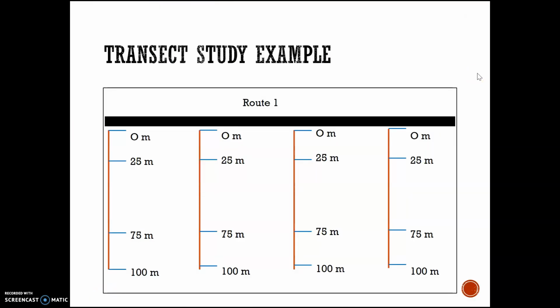So for each of these transects, we're going to draw a line starting at Route 1 out into the marsh. So we're going to sample at 0 meters, 25 meters, 75 meters, and 100. So what we're doing here is we're doing something called an intersect. Basically, we're going to come out a meter, and any plants that are touching that meter stick, we're going to count those. We're going to do that at each of our distances.